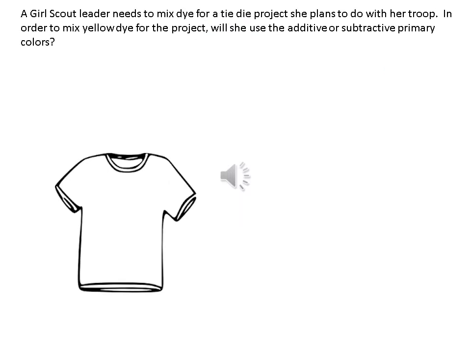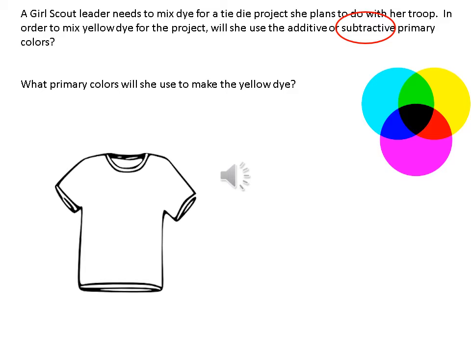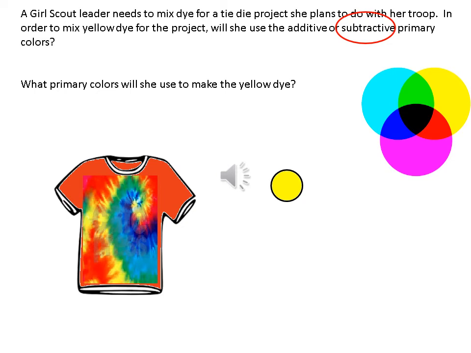A Girl Scout leader needs to mix dye for a tie-dye project she plans to do with her troop. In order to mix yellow dye for the project, will she use the additive or subtractive primary colors? Once again, she's using a dye, and when you use dyes, pigments, paints, you're using the subtractive primary colors. What primary colors will she use to make the yellow dye? Pulling up the subtractive primary color diagram, we see there that yellow is actually a primary color, and so that was a trick question. In order to make yellow, she will just use yellow dye. She doesn't have to mix anything else with the yellow.